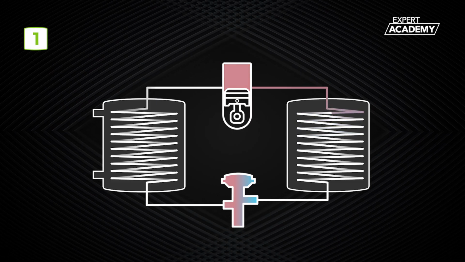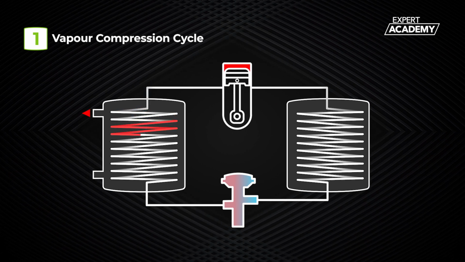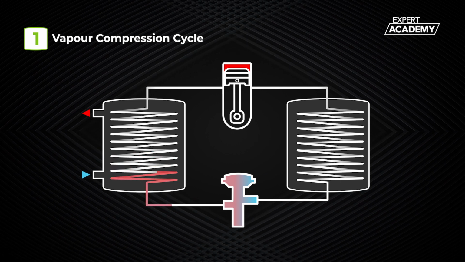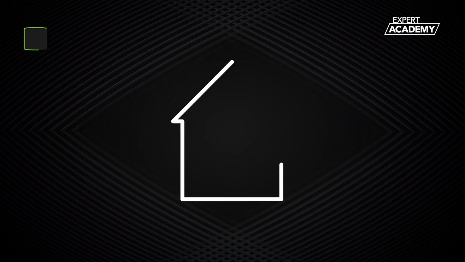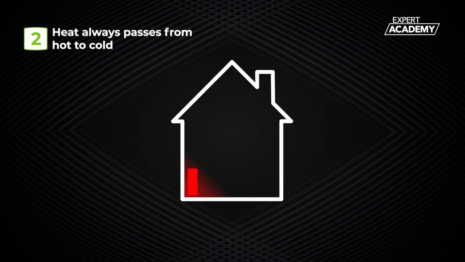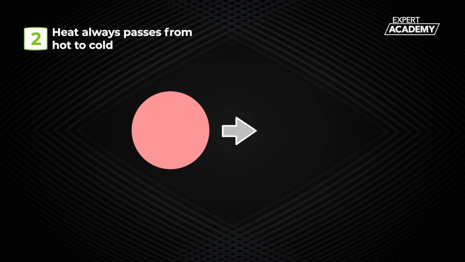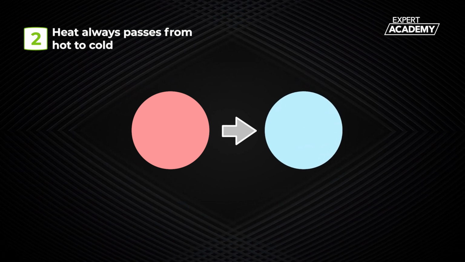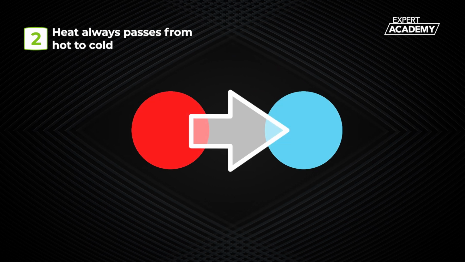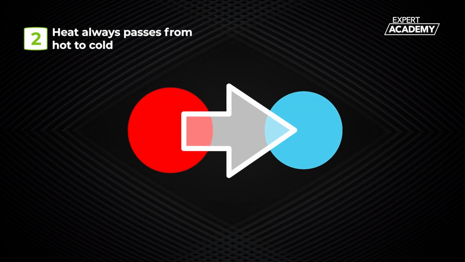Number 1. A heat pump transfers heat from one location to another using a refrigerant and a thermodynamic process called the vapor compression cycle. Number 2. Heat naturally moves from areas of higher temperature to those of lower temperature. The speed of this heat transfer depends on the temperature difference between the two regions. The greater the difference, the bigger the transfer. Heat always passes from hot to cold.